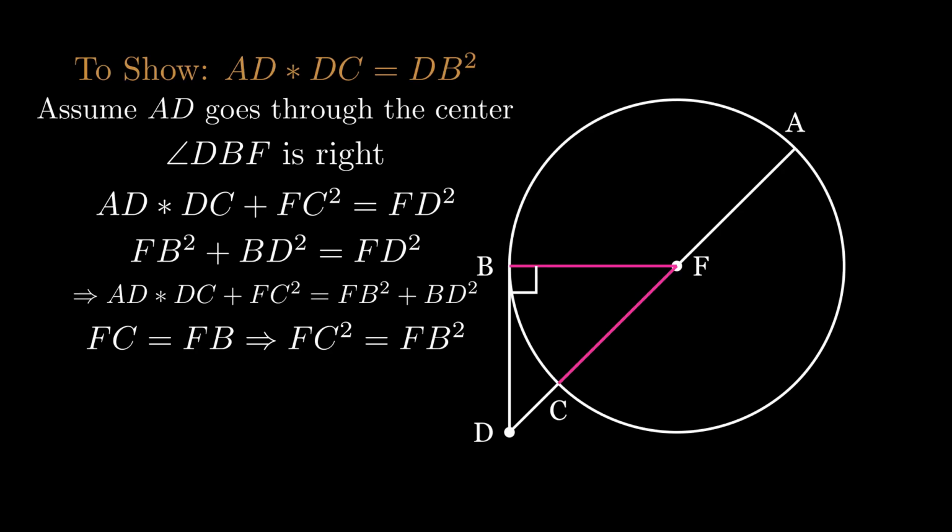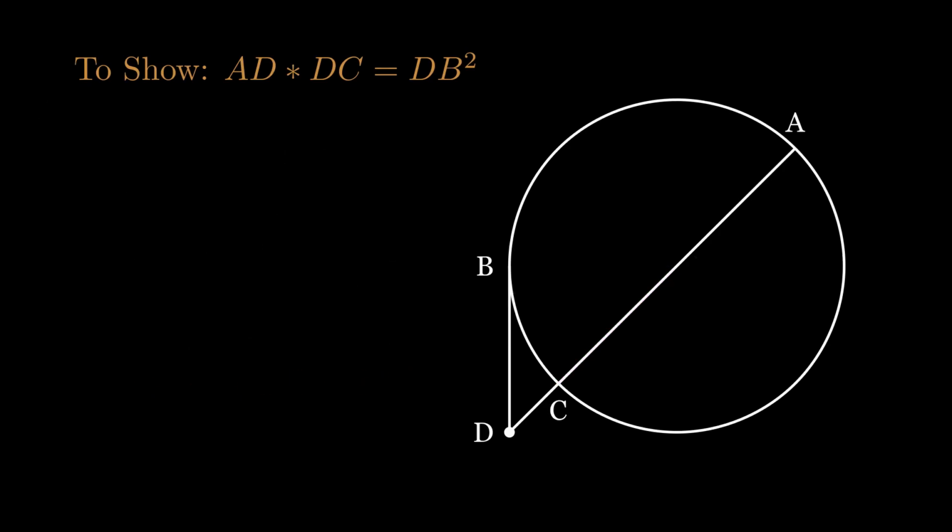FC is equal to FB, being radii of the same circle, so FC squared is equal to FB squared. We can thus subtract FC squared from both sides to get that AD times CD is equal to BD squared. That's the first case. The second is when AD does not go through the center of the circle, like so.